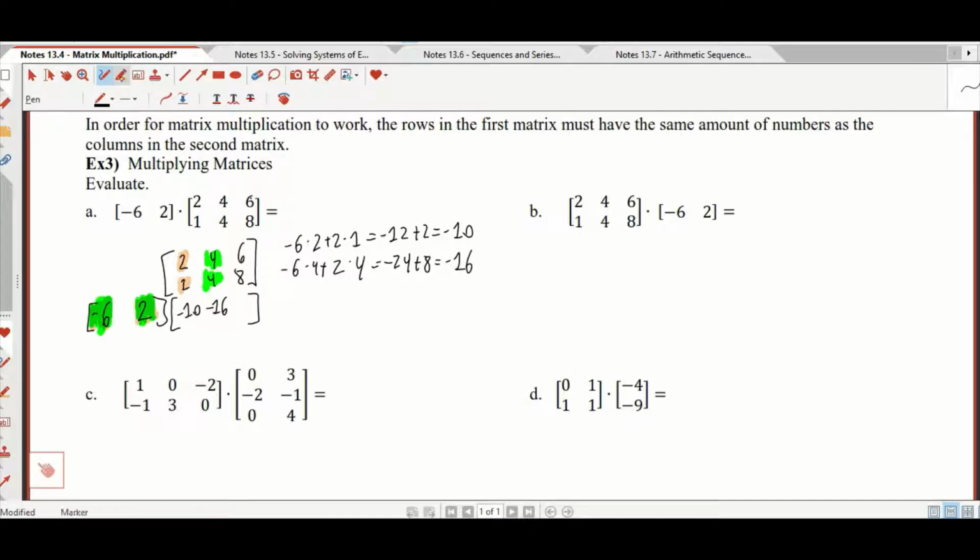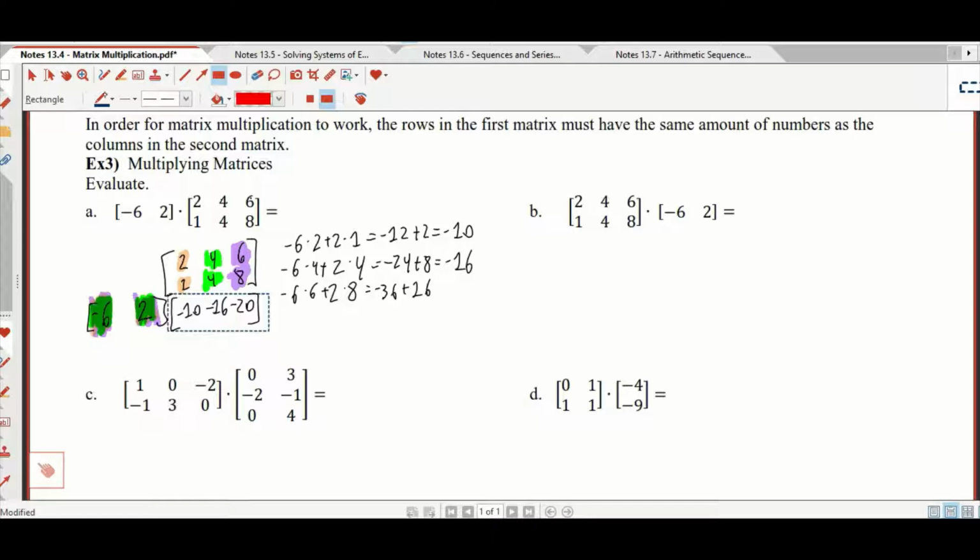And last but not least, oops, already used that one. I'm going to use a color that's going to clash with it. There you go. Negative 6 times 6 plus 2 times 8 is negative 36 plus 16. And I'm too lazy, so here's my calculator. Negative 36 plus 16 is negative 20. There is our 3-entry matrix.